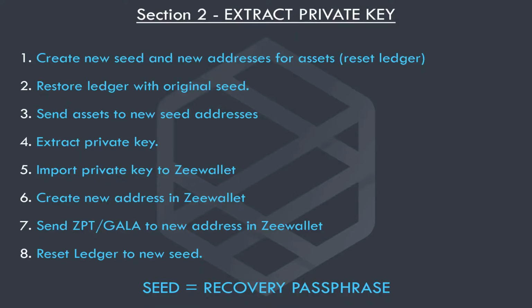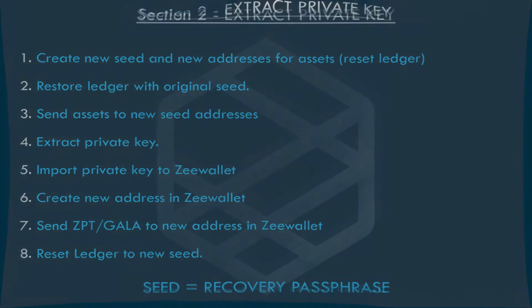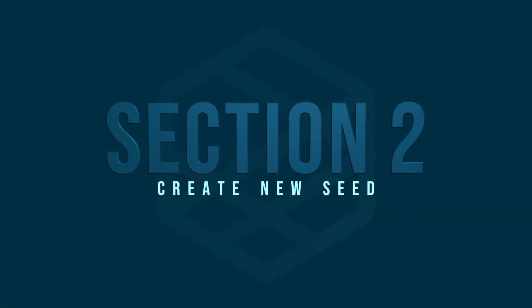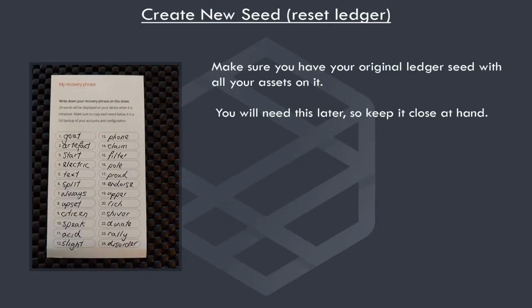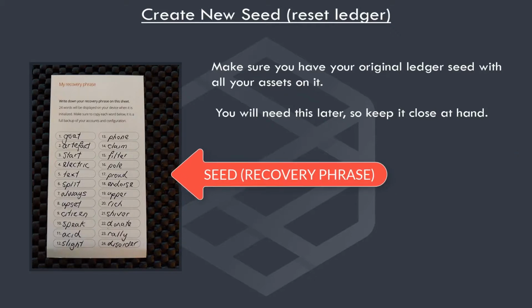Now let's look at section 2 of this video, and that is extracting your private key from your Ledger. These are the steps we need to take for the best security possible. If you need to pause the video until you complete each step, make sure you do so. So, creating a new seed. We need to create a new seed by resetting our Ledger. Make sure you have your original seed handy, because you'll need this in future steps.